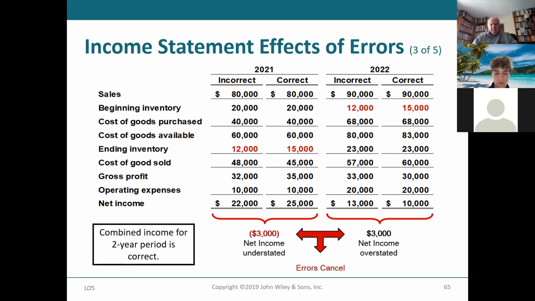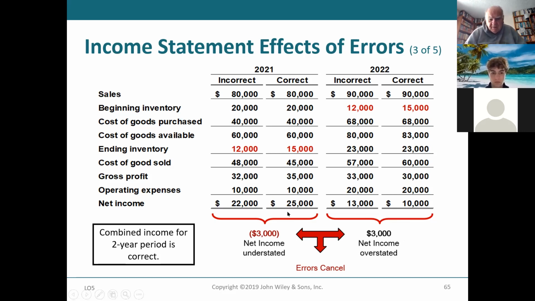And here they're just showing you the comparison month to month. Here they did things correctly, right? They counted 15,000. That's how much was actually there. That's the correct count. They counted 15,000 and they came up with a net income of $25,000. They then took that ending inventory, and it becomes the beginning inventory the next month, right? And again, everything was done correctly. So they should have showed 25,000 and 10,000 in income. 25 one period, 10 the next period.